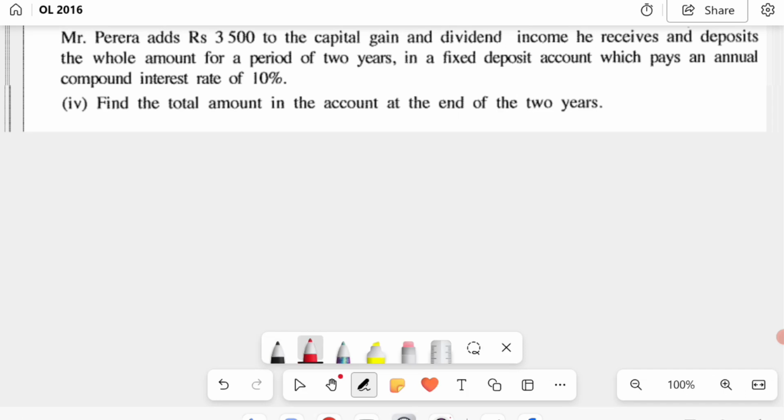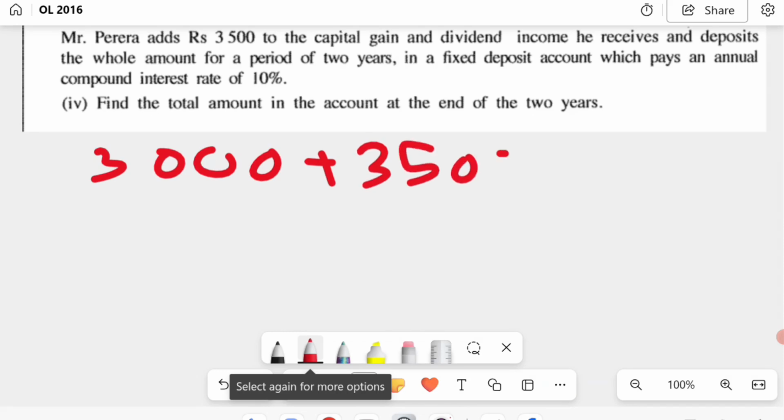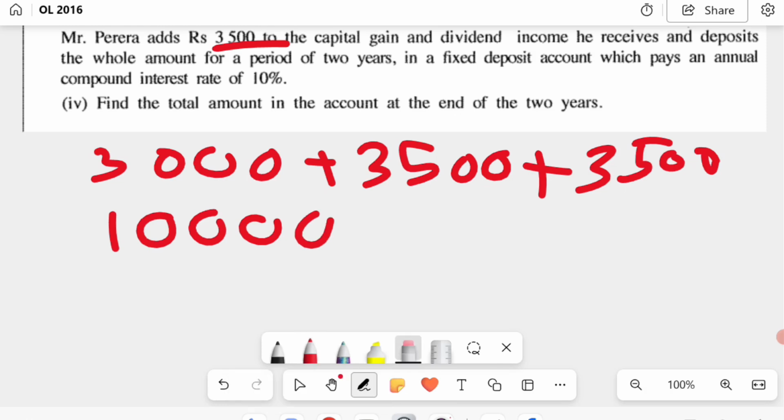We know that his dividend income is 3,000 rupees and capital gain 3,500 rupees. Therefore, total deposited amount: 3,000 plus 3,500 capital gain plus another 3,500. We can add these three values and we obtain 10,000 as the deposited amount. It is the amount for the first year.